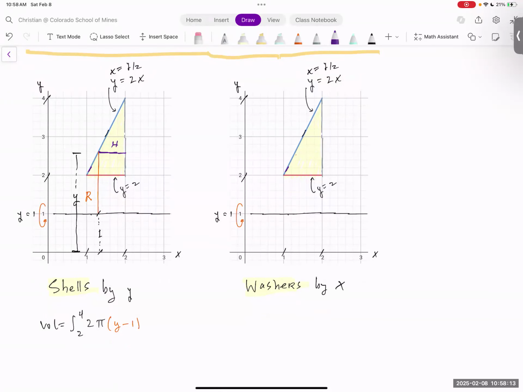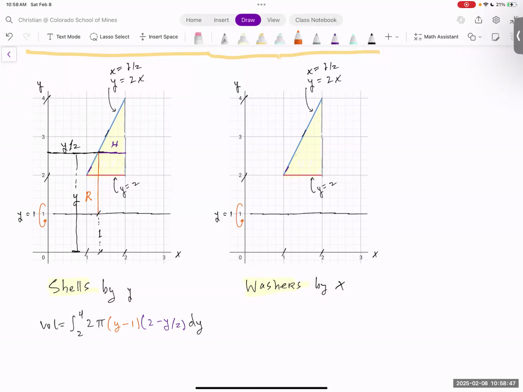and our shell height is the right curve minus the left curve. That's going to be 2 minus, it's even trickier, let's see, this distance for the height. That is y over 2, we already know. So our height is going to be 2 minus y over 2, because we go from the axis of rotation out to there. That's 2 minus y over 2 dy.